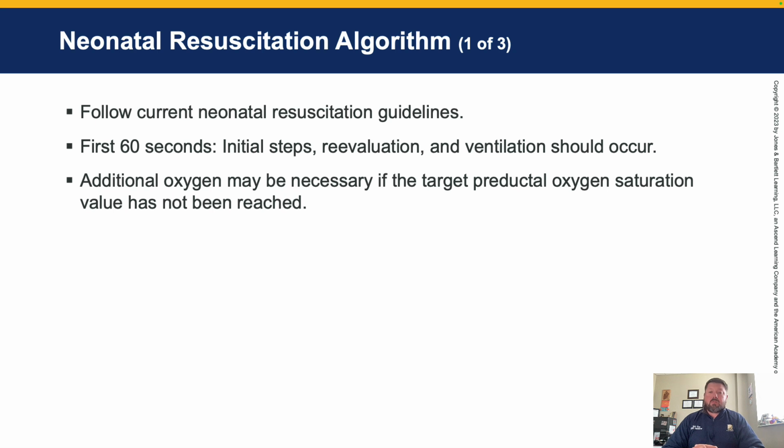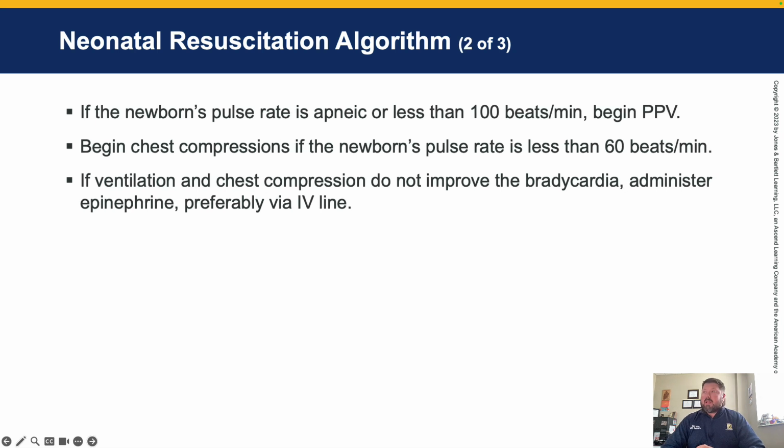Be careful to not squeeze the bag too hard in order to avoid hyperinflation of the lungs. Room air is preferred when resuscitating term infants, and the addition of supplemental oxygen may not be necessary. Additional oxygen may be necessary if the neonate has not achieved the target preductal oxygen saturation value for their age. If the newborn's pulse rate is less than 100 beats per minute or they're apneic again, we're going to continue ventilations.